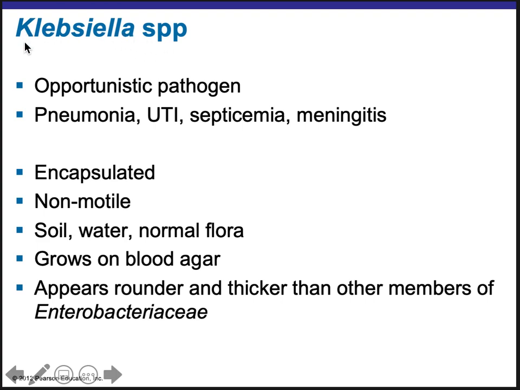It's an opportunistic pathogen. It can cause pneumonia, UTI. It can also infect the blood and the central nervous system. It does have a capsule, but it is not motile. You can find it in the environment, in soil and water, but you can also find it in people as just part of their normal flora. It can grow on blood agar, which is very unique. Only a few organisms have that ability. And it does appear to be rounder and thicker than other members of this group of Enterobacteriaceae.